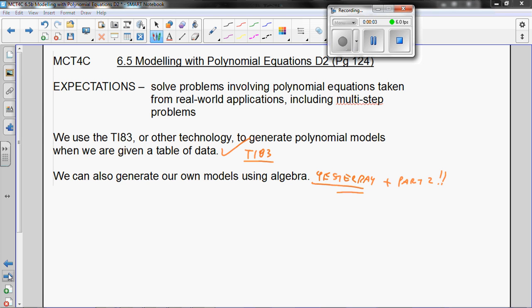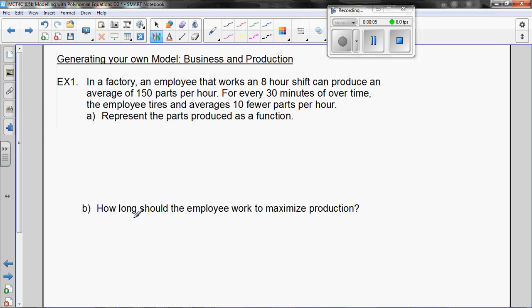All right, back with part 2 on the home stretch for Unit 6 here. Generating your own model, business and production. This is very similar to the examples that we did in last day's notes that were with measurement, except this has to do with business and manufacturing essentially.